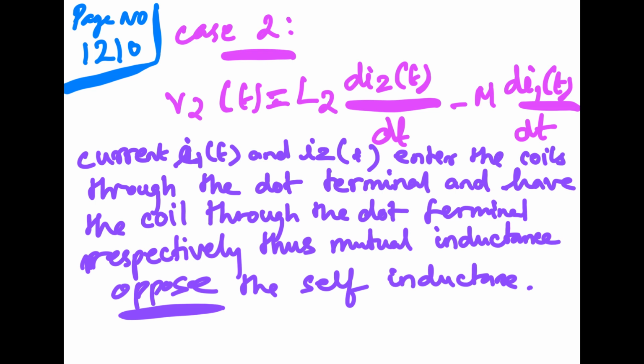Apply KVL. v1(t) is L1 di1(t) divided by dt minus M12 di2(t) divided by dt. v2(t) is L2 di2(t) divided by dt minus M21 di1(t) divided by dt. The minus sign is important in that case. One dotted point is at a coil's entry point, and the other dotted point is at the other coil's leaving point. So a minus sign is put on the mutual inductance, which opposes the self-inductance.